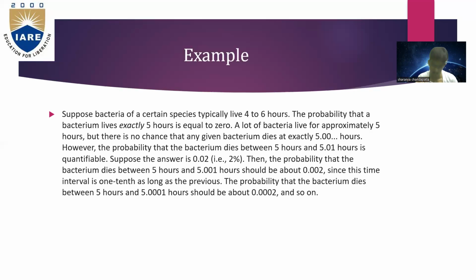Examples. Suppose bacteria of a certain species typically live 4 to 6 hours. The probability that the bacterium lives exactly 5 hours is equal to 0.